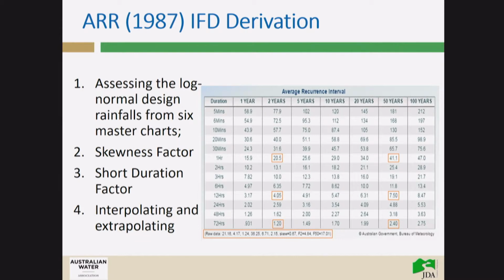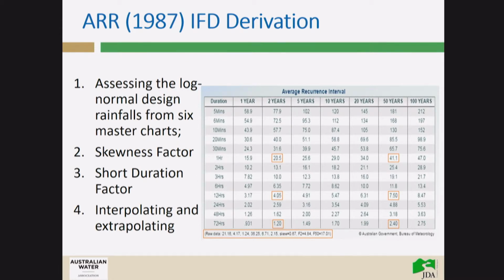Now this is the old IFD table from ARR 1987. Now these were computed based on a couple of parameters, which you can still download the old version from the BOM website, and they basically just use these parameters. And so you've got 6 combinations from the 6 master sheets. You've got some skewness factors, some short duration factors, and then from just these values, this whole IFD table is produced.